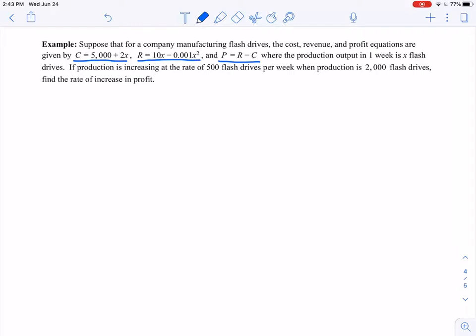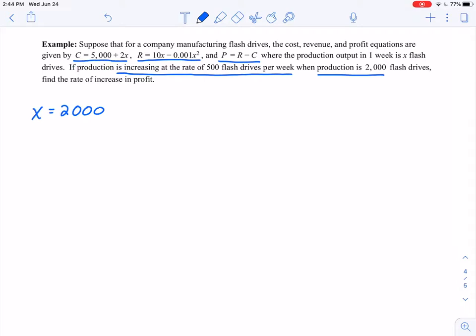So let's see, we know that production is 2,000 flash drives. The production output is x flash drives. So that means that x is equal to 2,000. So x is 2,000. What else do we know? We know that production is increasing at a rate of 500 flash drives per week. So this is the rate of increase of production, right?